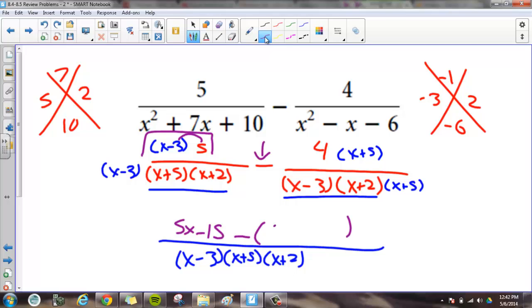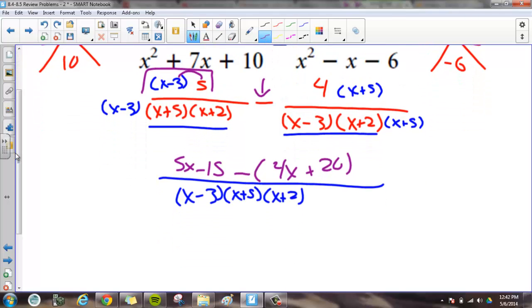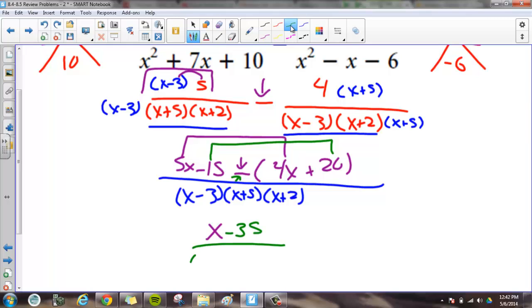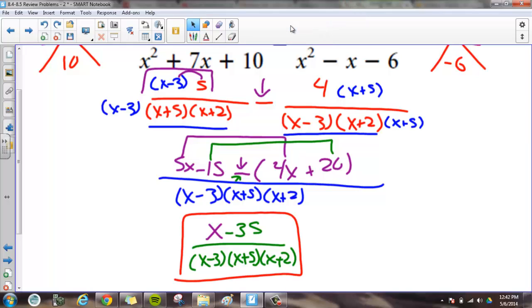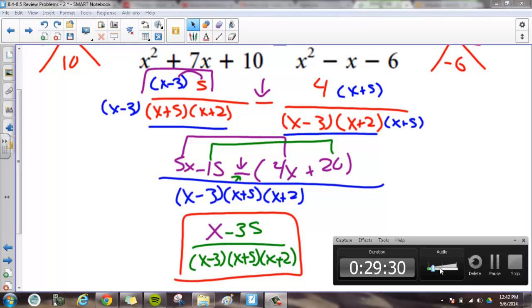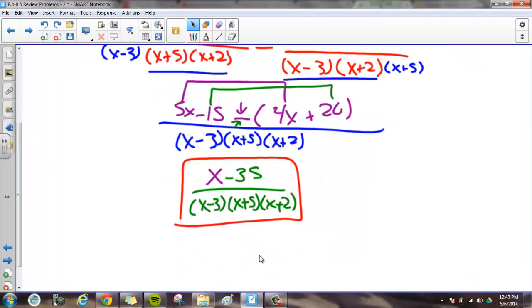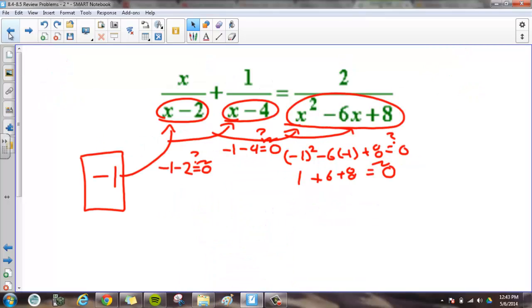Here I have 5 times x, which is 5x, 5 times negative 3, which is negative 15. We're subtracting this whole thing, because of the subtraction sign right there. 4 times x is 4x, 4 times 5 is plus 20. Now we're going to combine some like terms. So we got the 5x minus 4x, which is just x. And then we have the negative 15 minus 20. This is where they make mistakes: it would be a negative 35. That's all over (x minus 3)(x plus 5)(x plus 2). And that's how you solve this problem right here. That's your final solution. Nothing to factor, nothing to cancel out on that problem.